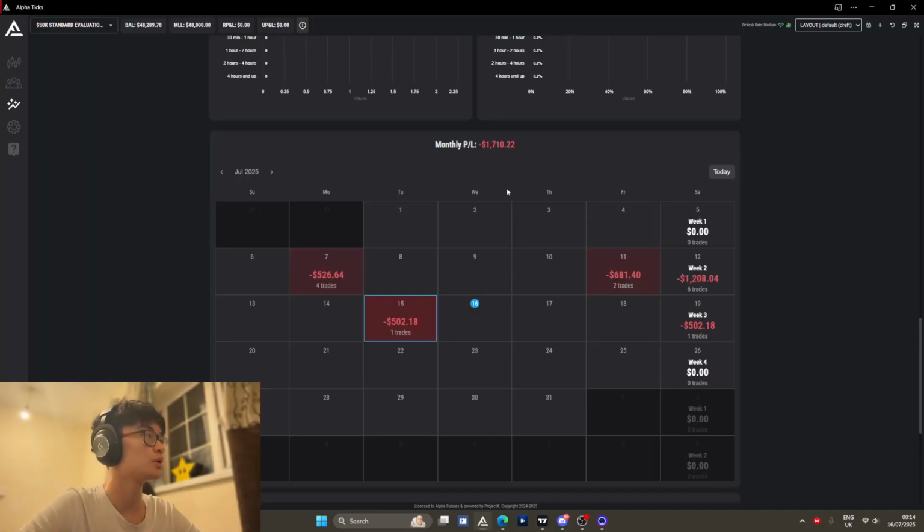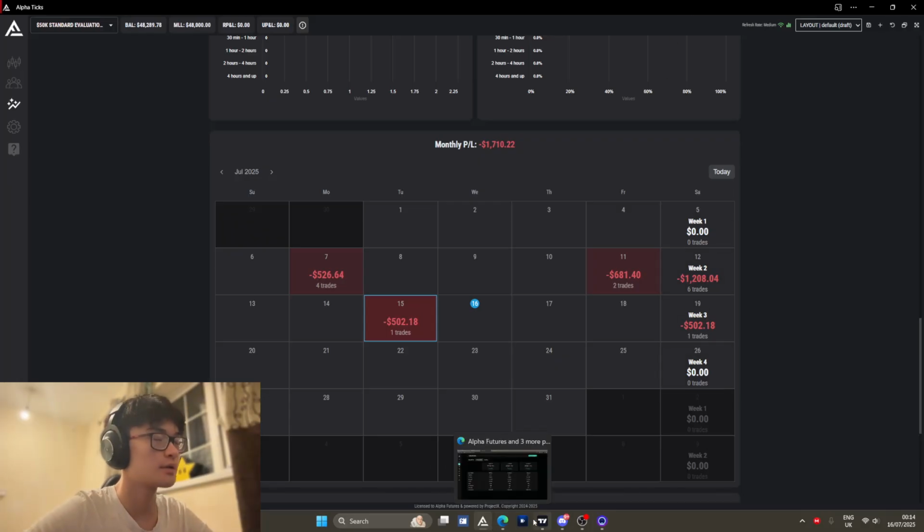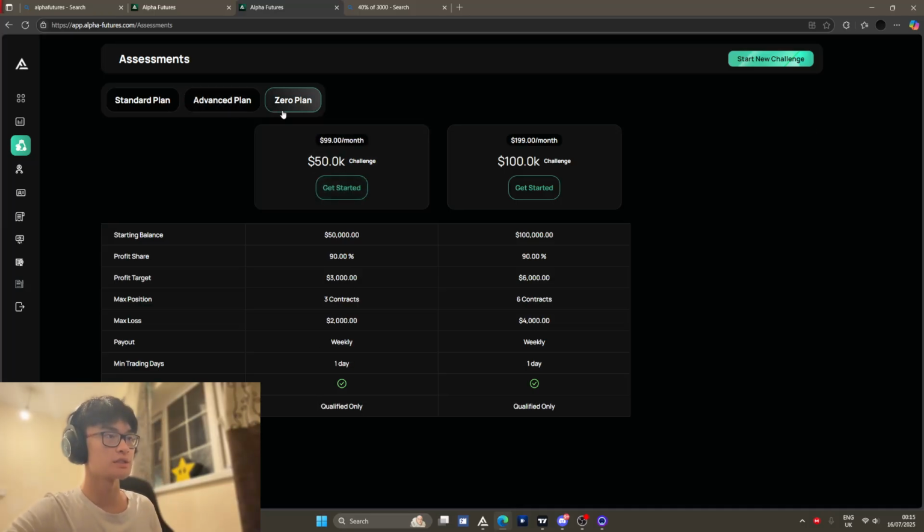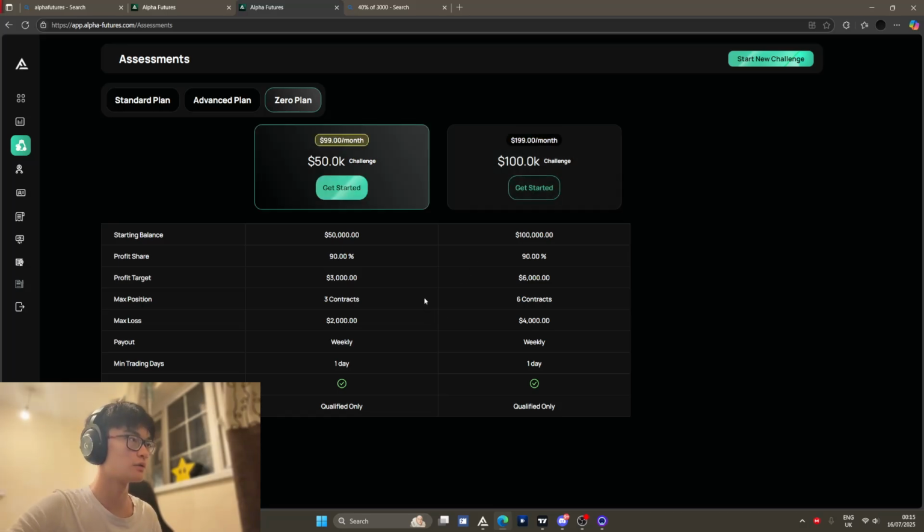Yeah, I'm $290 away from blowing the account. Alpha Futures has released a new account type. I'll show you guys here. This is called the Zero Plan, and it's actually really good compared to the other account types.